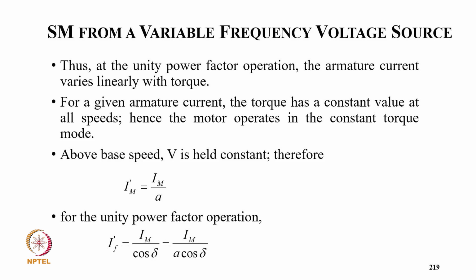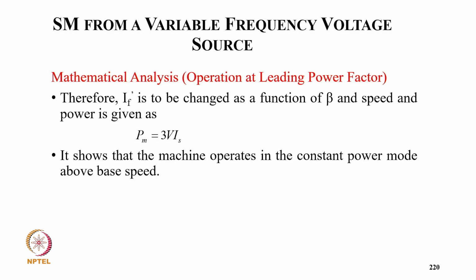Therefore, Im' equals Im over A, and for unity power factor operation, If' equals Im over A cos delta. So If' is changed as a function of delta, speed and power. So Pm equals 3 Vi as such. It shows that the machine operates in constant power mode above base speed.